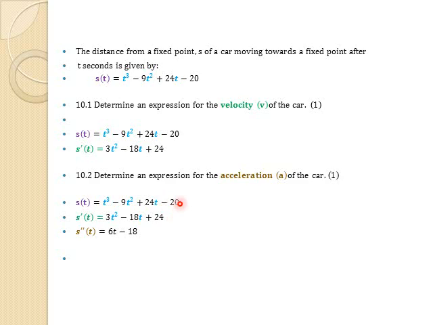And the first derivative of a constant falls away. Second derivative: 2 times 3, 6. 2 minus 1, 1. So t, 1 times negative 18, t falls away. 24 becomes 0. So my acceleration is 6t minus 18.